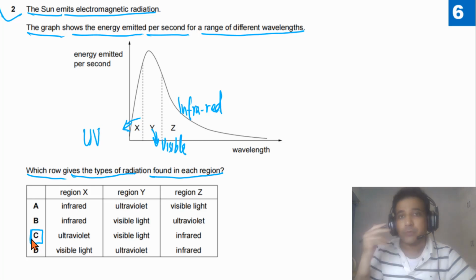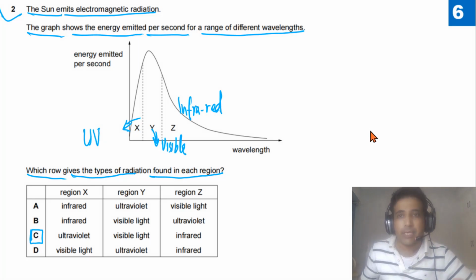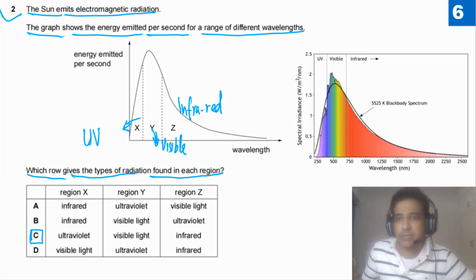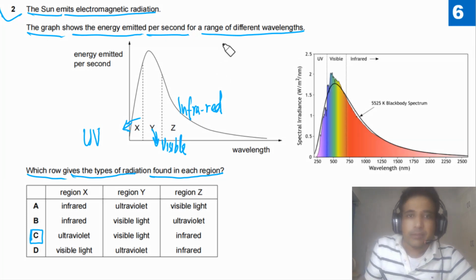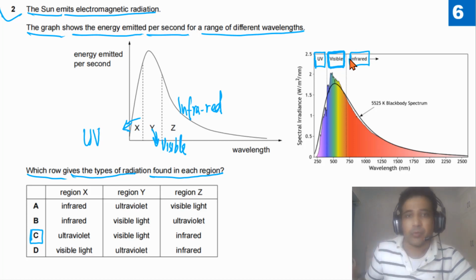So this is how you can figure out. Let me show you the figure so you can get a better idea. If you look at this spectrum, you can see this part is the visible part, meaning the peak wavelength of radiation is emitted in the visible part of the spectrum. Before visible we have UV, meaning shorter wavelength, and here we have infrared. So this is a very important point you need to understand.